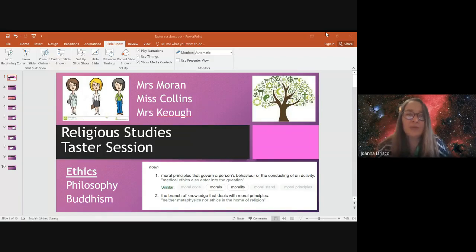Ethics is a word that people use quite a lot, ethical, ethics, versions of that word, but do we actually know what it means? There's a definition here for you. It's moral principles that govern a person's behaviour or the conducting of an activity. So this is something that we're going to be looking at in more detail over the course of 2 years, the A-level course that you'll be doing.